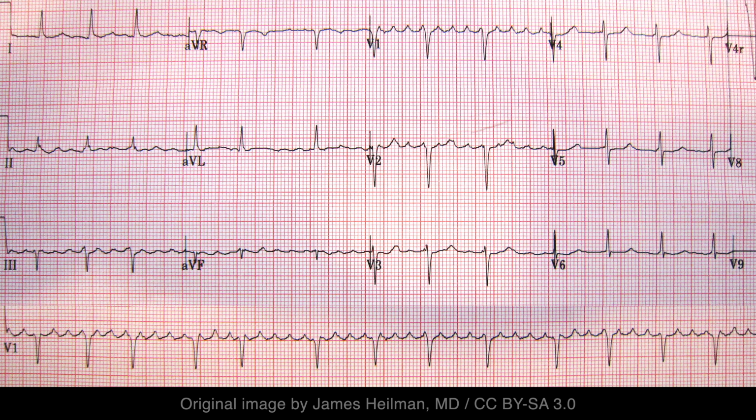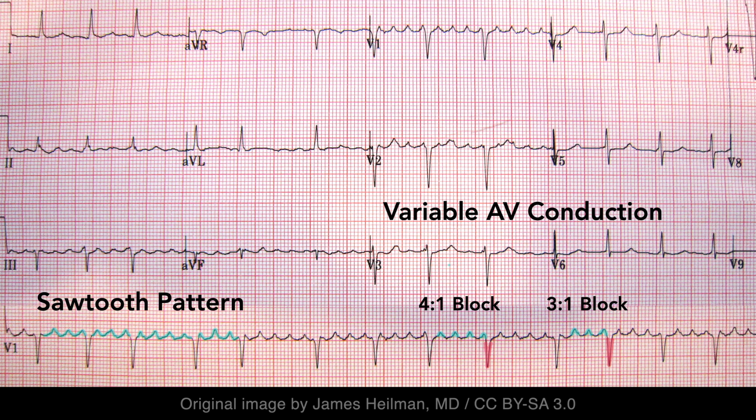Before we go on to look at more examples, let's quickly summarize the most important findings. Atrial flutter classically results in a sawtooth pattern, and conduction delay at the AV node typically results in a degree of AV block.